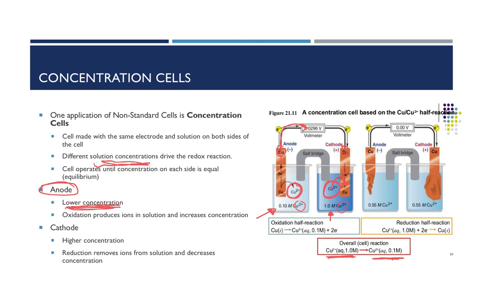And this reaction will keep on going until the concentrations of both solutions are equal. In other words, until we reach equilibrium. So on the cathode side, that's where you have the higher concentration. Reduction removes ions from solution and decreases the concentration. That's what you need to know about concentration and voltaic cells.